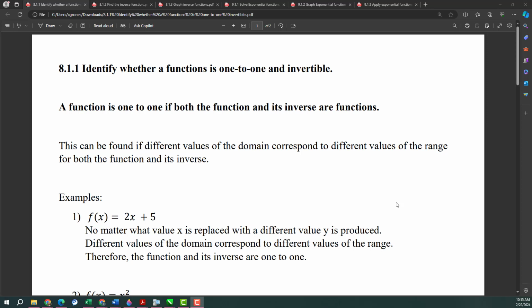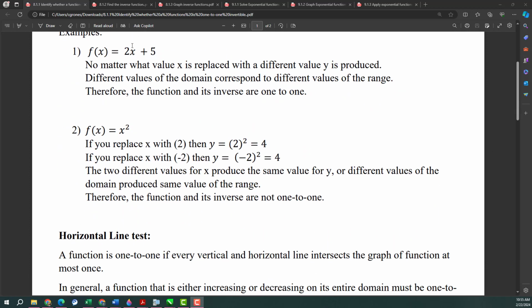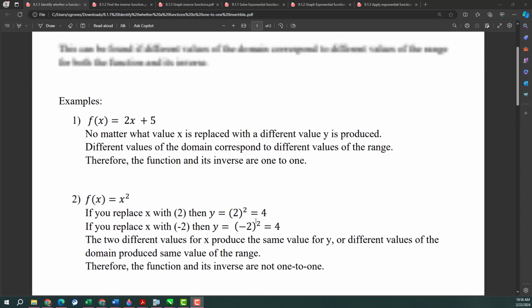Alright, in this video we are going to be talking about Module 8. We're going to be getting into inverse functions. So as usual, I will go through the notes, and then at the end I will work through the homework problems and the problems that you need to look out for on the test.